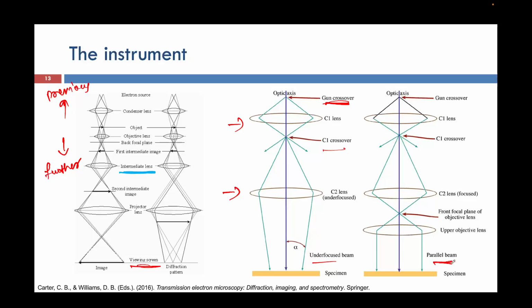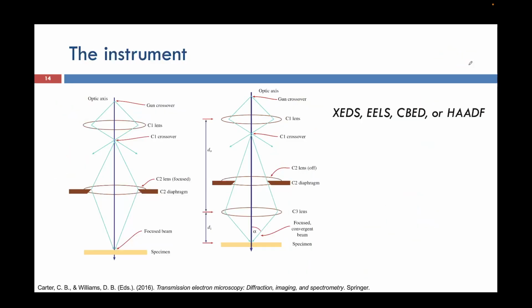Most of the time we are using this parallel beam, because we use it for diffraction. So to obtain a diffraction pattern we use the parallel beam. And also in some cases you might be seeing C2, yeah, so by using this configuration, sometimes we use under focused and sometimes we use the parallel beam. It is not necessary that we always use the parallel beam.